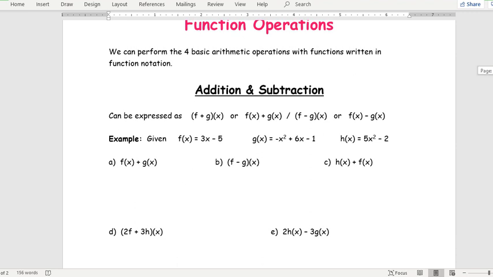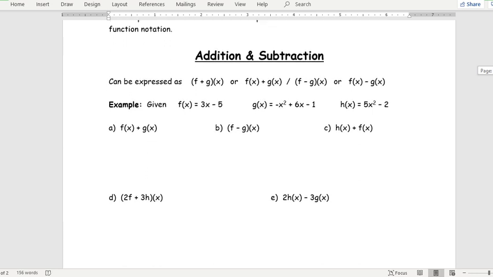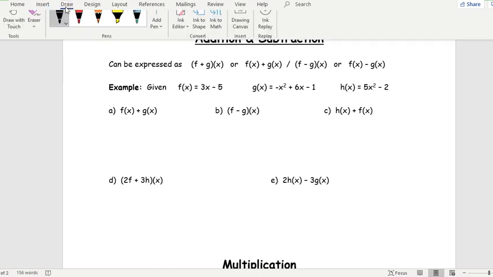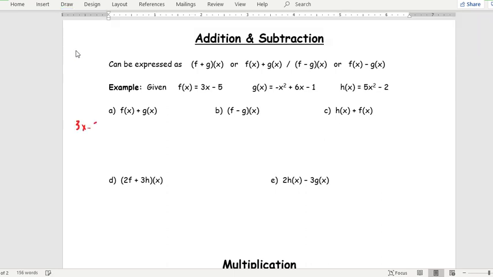If we are given three functions, f of x, g of x, and h of x, we'll perform some addition and subtraction with those. So the first example, we have f of x plus g of x. So we would just write that out as an addition problem. F of x is 3x minus 5. And we're going to add to it negative x squared plus 6x minus 1. I'll go ahead and write that second one in parentheses. You really don't have to since it's addition. But let's just get in the habit of doing that when we come across the subtraction problems.